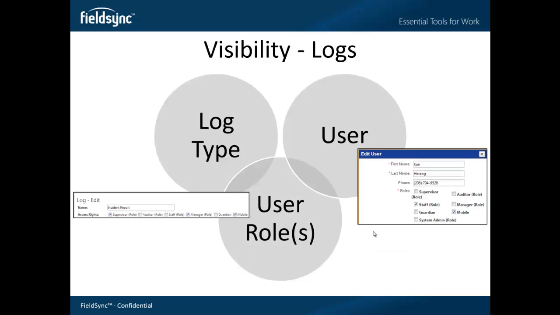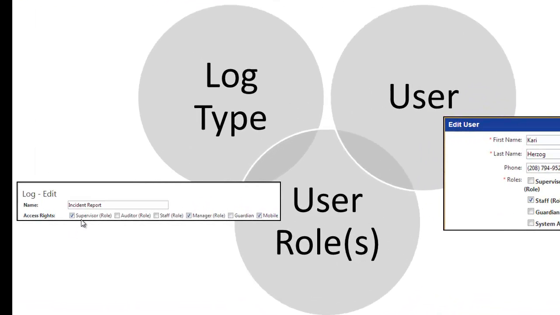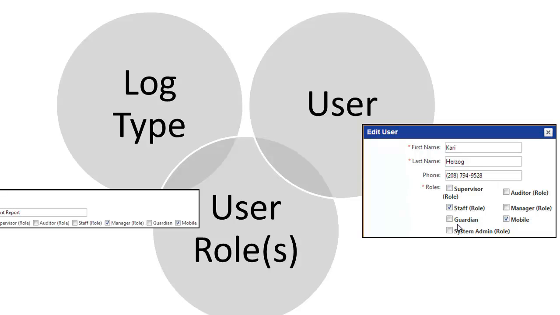So let's talk a little bit more about the visibility rights, because visibility and reporting are really the big differentiators between logs and tasks. Now with logs, the visibility, as I mentioned, is based on the user role. So let's take this example here where I've created a new log type called incident report, but you can see here that I've assigned supervisor, manager, and mobile roles to have access to this form. So that means when I come over here and look at my user, so I have a Kari Herzog user here who has been assigned a staff and a mobile role. Well, because of this mobile role, I have access to the incident report form, and I can create that form within FieldSync on both the mobile and the web application.